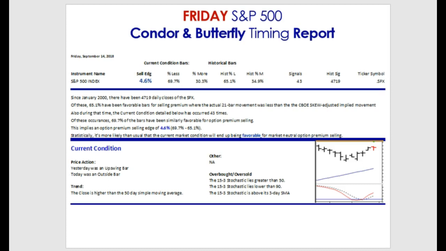Now, as I said, we've had 43 occurrences of our current market condition. Of those 43, 69.7% of the bars have been similarly favorable for selling premium. That's more than the benchmark of 65.1, so we have a theoretical premium selling edge of roughly 4.6%, a positive selling edge. Now bear in mind that's only 43 signals in the past, but it is what it is. We prefer to have that well over 100, of course, but it is a unique market condition, and it gives us at least a little bit something more than nothing. So there you have it. You have an edge given this information.